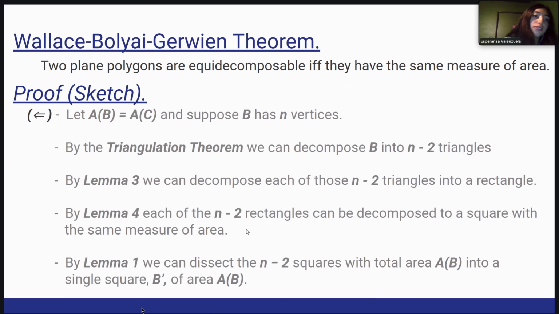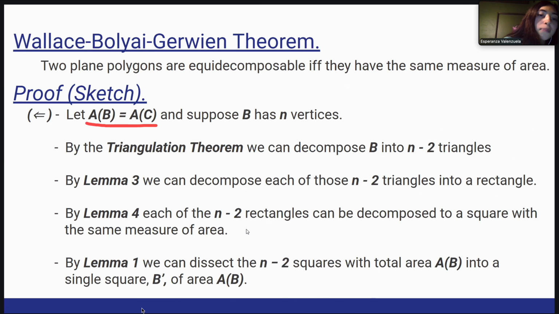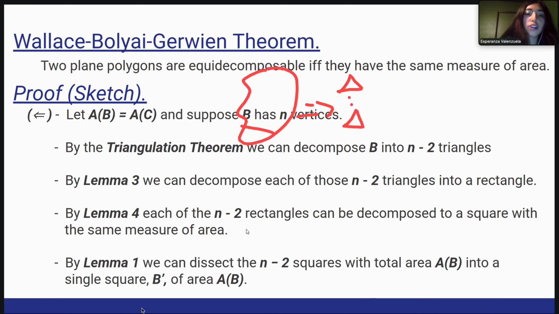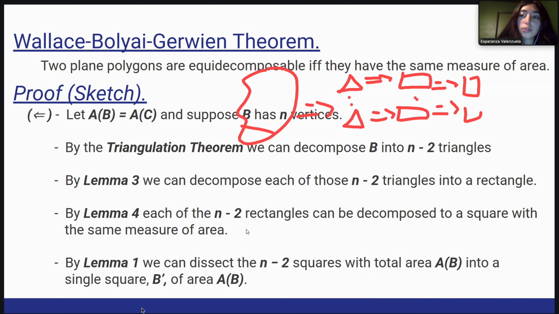Now we move into the backwards direction. We're going to let polygon B and C have the same area, and we're going to suppose that B has n vertices. So we have polygon B. We can decompose polygon B into n minus 2 triangles by the triangulation theorem. And then by lemma 3, we can decompose each of those triangles into a rectangle. And by lemma 4, we can decompose each of those rectangles into a square.